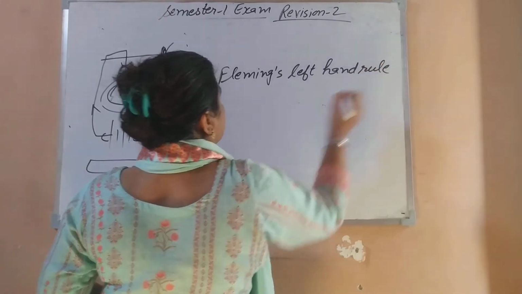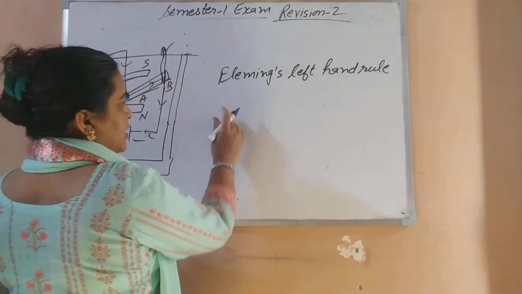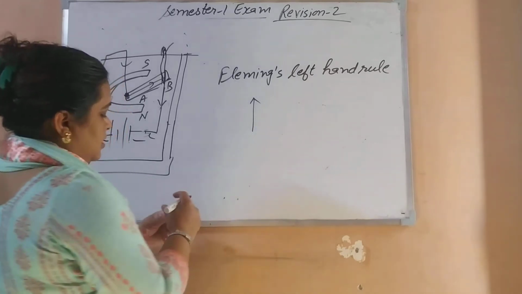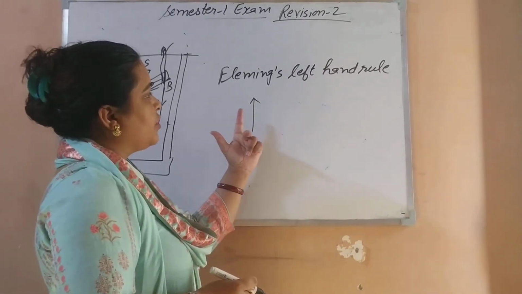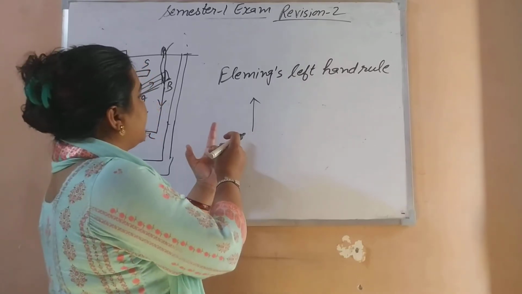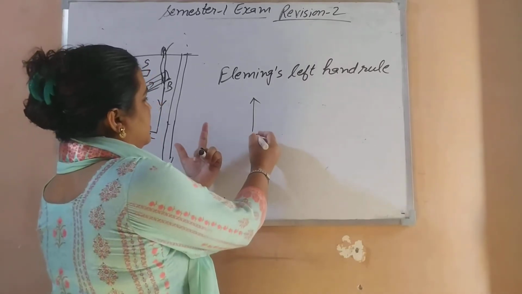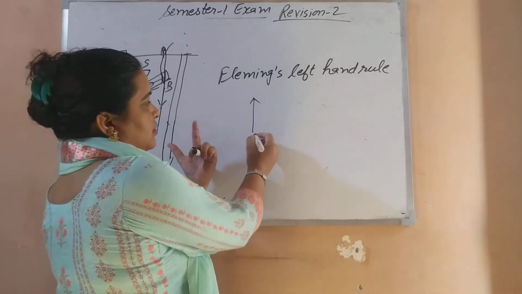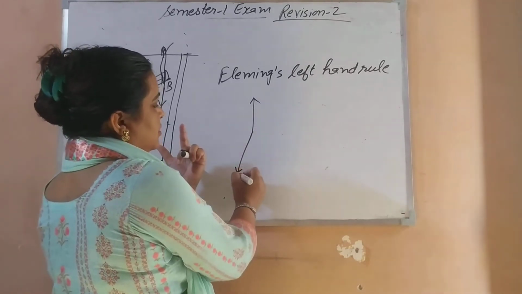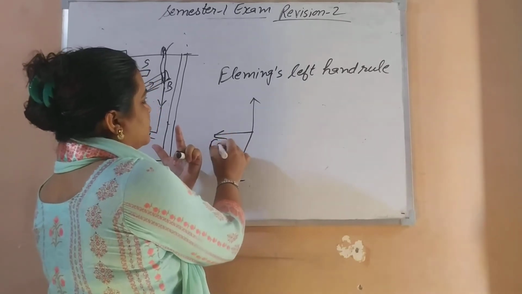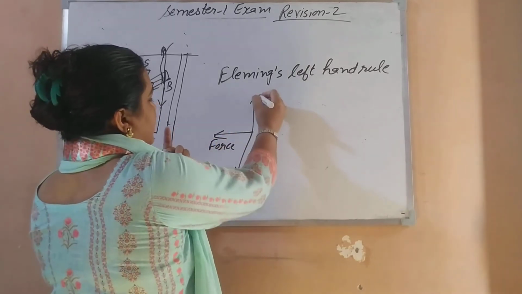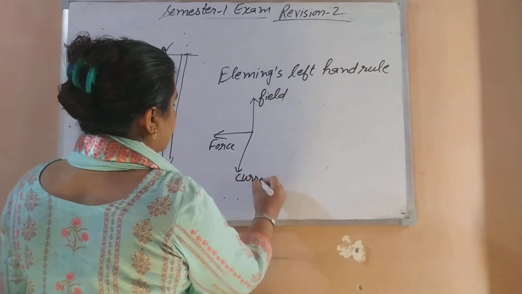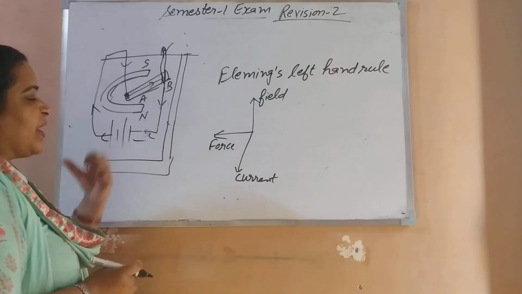Fleming's left hand rule is used to find the direction of motion. Like you are saying the field is going up, and the current is going B to A, that is outward. So where is the force going? This is the field, and that is the current, outward, and they are perpendicular to each other.